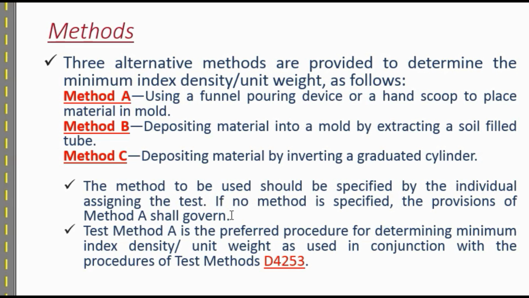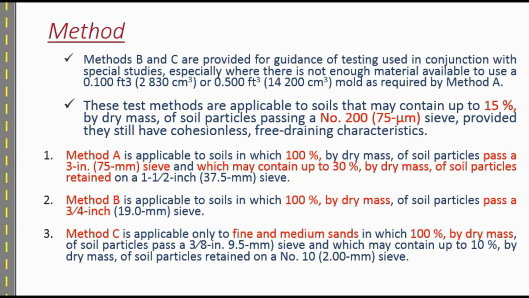When we perform this test, we must mention the method on which basis we are performing it. If no method is provided or described, then method A will be used as the referee method. Method A is preferred for determining the minimum index density or unit weight, as used in conjunction with the procedure of test method ASTM D4253. ASTM D4253 also belongs to the maximum and minimum index density.